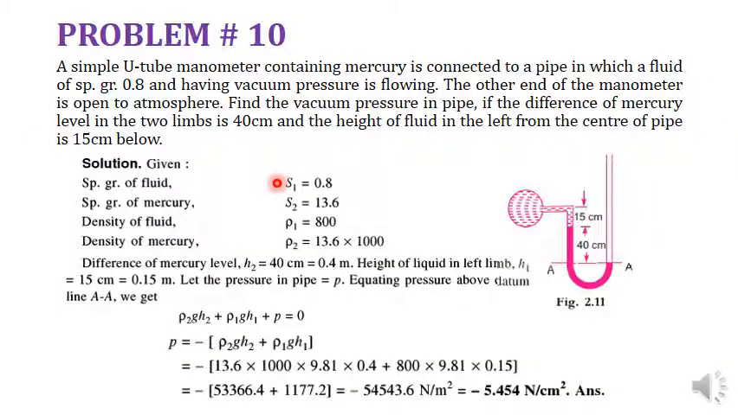Now problem number 10 gives a very simple example of a U-tube manometer containing mercury, connected to a pipe in which a fluid of specific gravity 0.8 and having a vacuum pressure is flowing. The other end of the manometer is open to the atmosphere. Find the vacuum pressure in the pipe if the difference of the mercury level in the two limbs is 40 centimeter and the height of the fluid in the left limb from the center of the pipe is 15 centimeter below. So you can see this kind of U-tube manometer in which negative pressure has been generated.